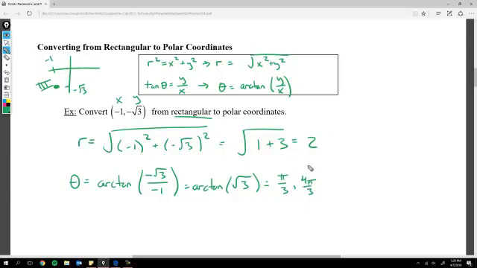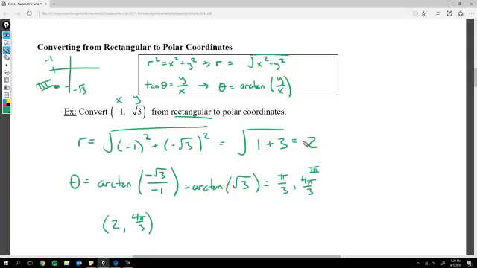Now, with the number that I got here and with the angles that I got, I have to pick which one makes sense. And so if I think about the fact that my rectangular coordinates were in the third quadrant, it probably makes sense to pick the angle that's also in the third quadrant. Okay, so my answer will end up being 2 and then 4 pi over 3. That's what would make sense here.